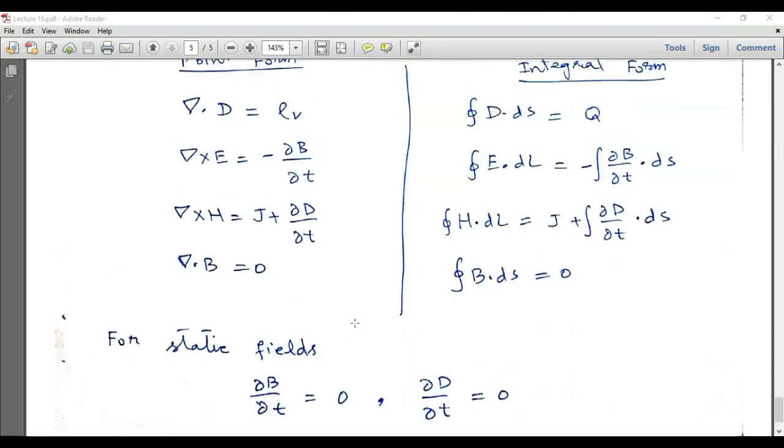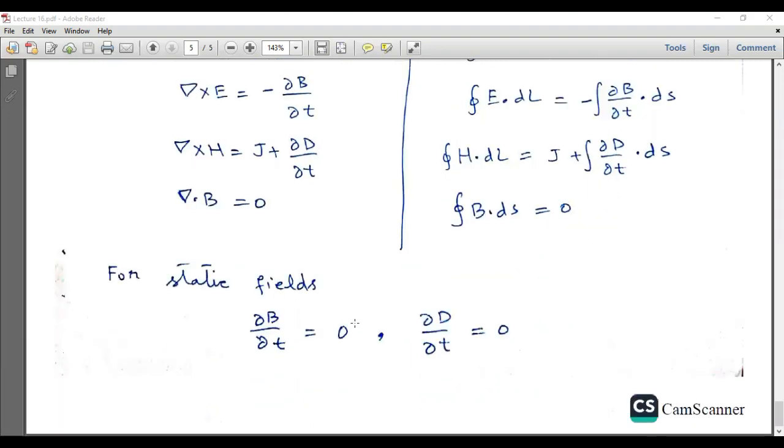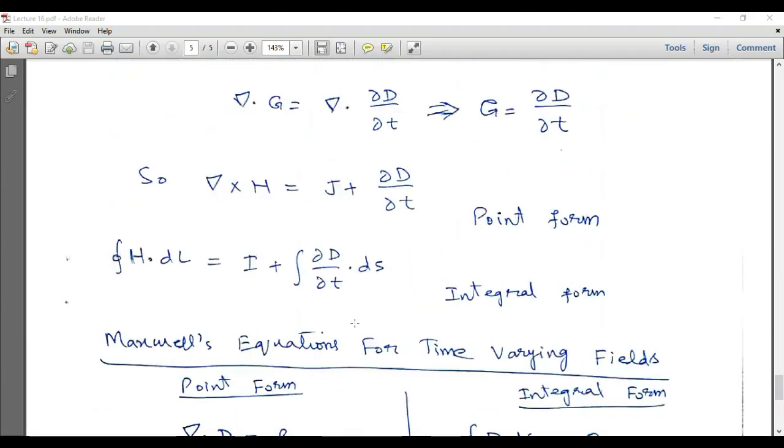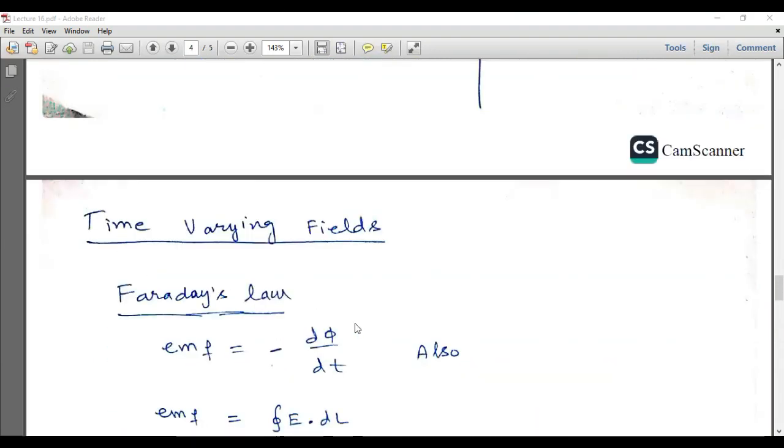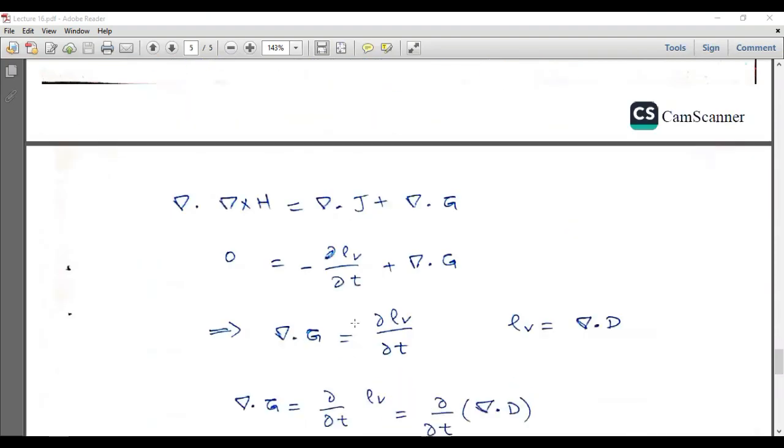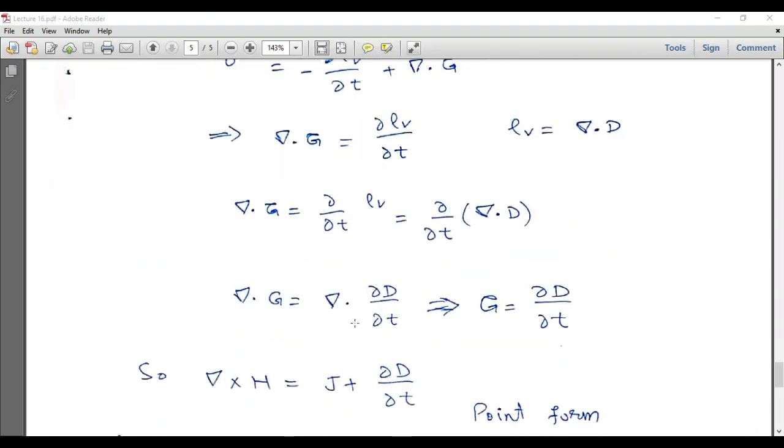So that is all about our today's lecture on Maxwell's equations for time varying fields. And I hope you have understood the concepts of Maxwell's equations for time varying fields and the principle of electromagnetic waves.